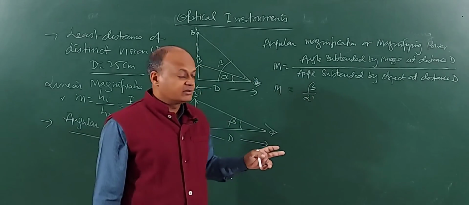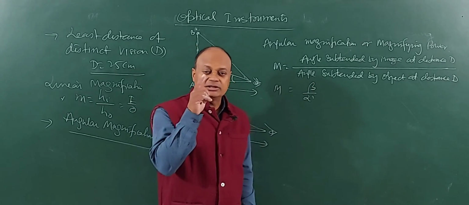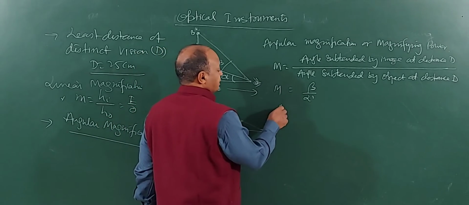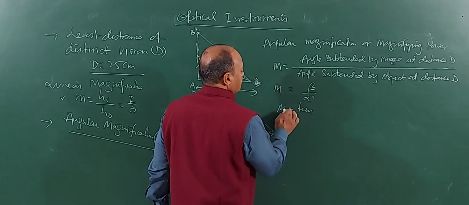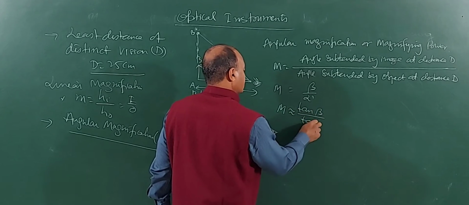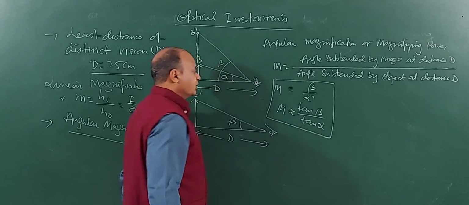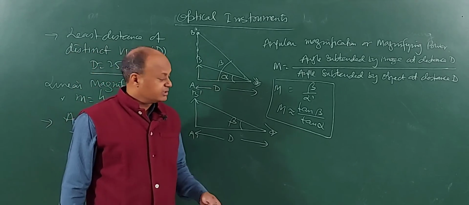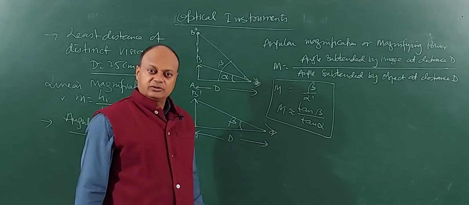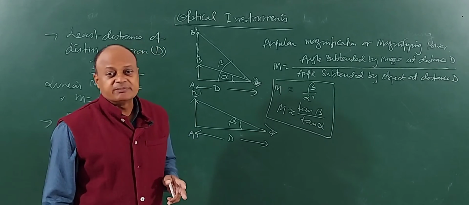And essentially, children, beta and alpha both are small angles, and we know when angles are small, then tan theta is equal to theta. So it will be easy for us to know that m will be nearly equal to, not exactly. So this formula I will be using all the time. Bear this in mind: m is equal to tan beta divided by tan alpha.